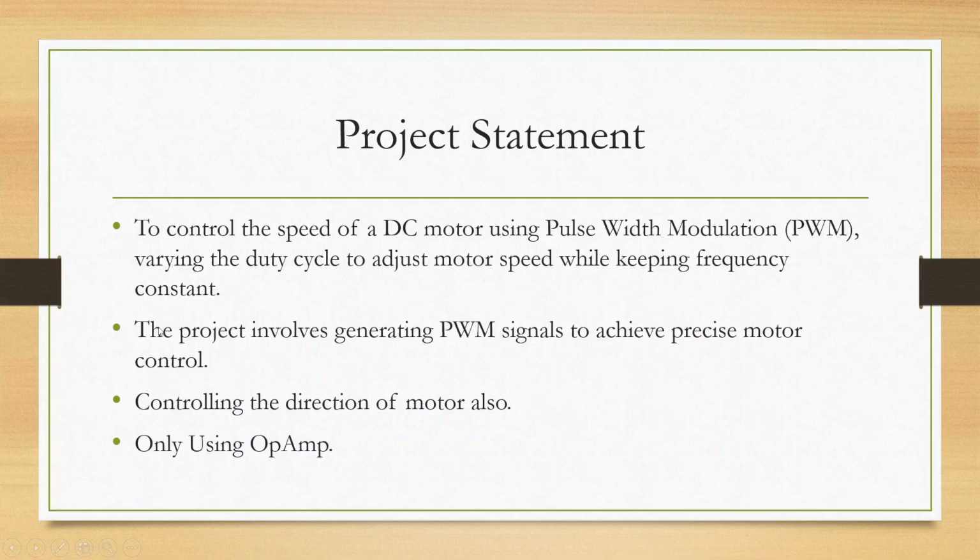So basically the objective and the primary statement of our project is we aimed to control the speed of a DC motor by adjusting the duty cycle while maintaining a constant frequency. We also want to reverse the direction of the motor and we will be using only op-amp to design the whole circuit and some resistors and capacitors.